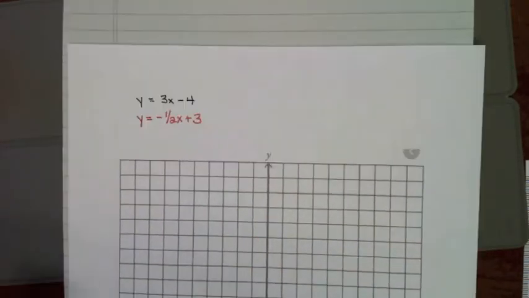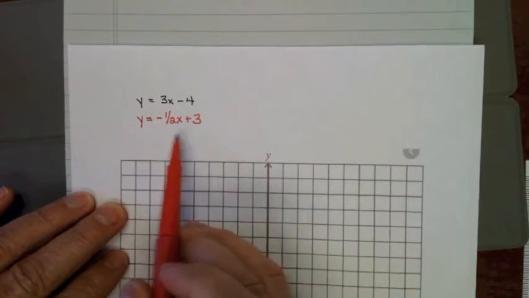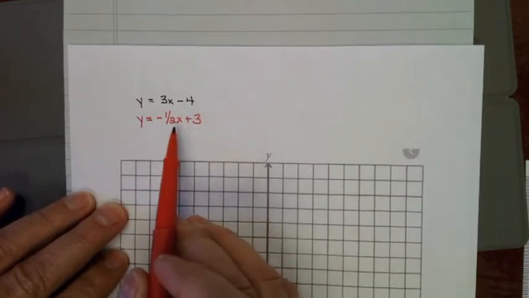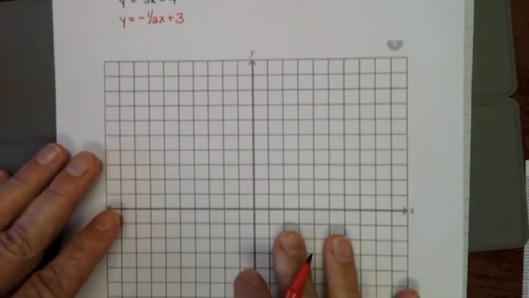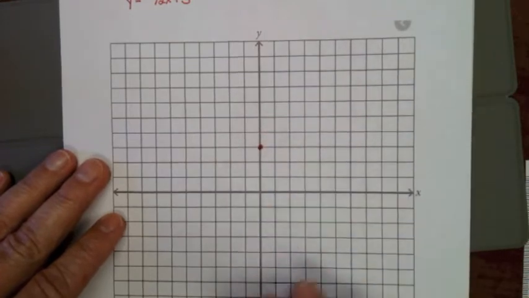So let's try another one. Let's graph both of these lines on the exact same graph and let's see what happens. I'm going to start with the red one first. First I'll look and see what form it's in. Looks like it's in slope-intercept form. That means I'm going to use the y-intercept first and then use the slope. The y-intercept is positive 3. So on the graph, I'm going to go up 1, 2, 3, put my first point.